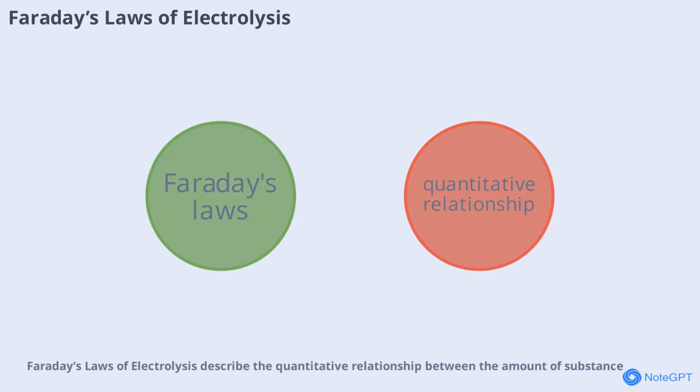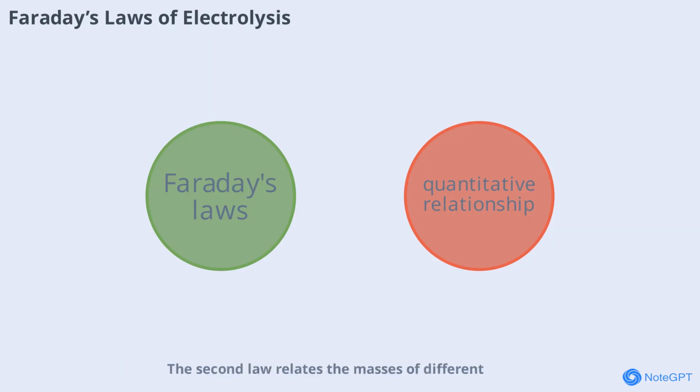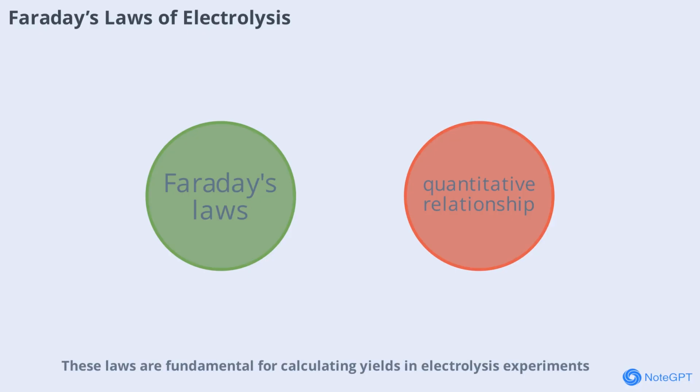Faraday's laws of electrolysis describe the quantitative relationship between the amount of substance produced at an electrode and the quantity of electricity passed through the electrolyte. The first law states that the mass of a substance produced is directly proportional to the charge passed. The second law relates the masses of different substances produced by the same quantity of electricity. These laws are fundamental for calculating yields in electrolysis experiments.